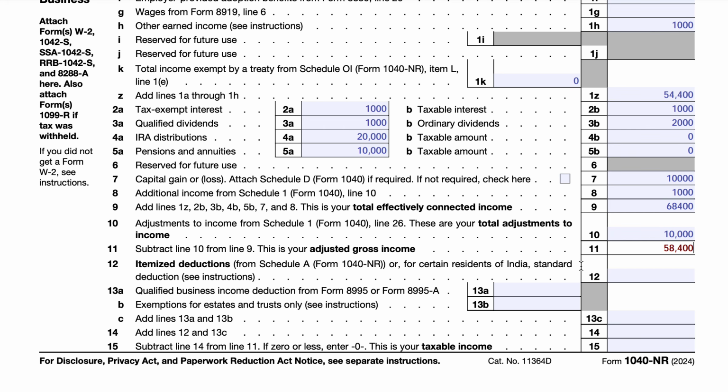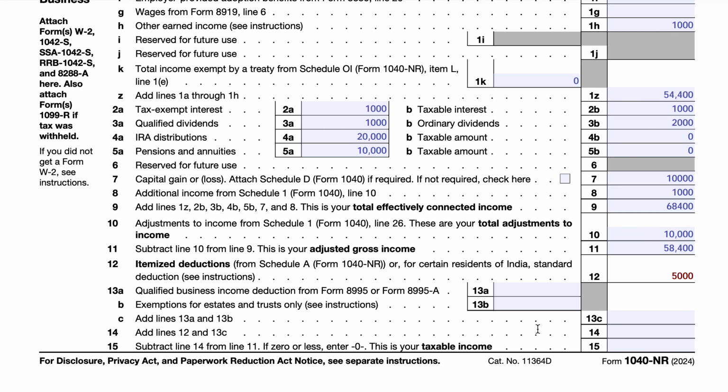So itemized deductions, which come from Schedule A of your Form 1040 NR, look a little bit different from Schedule A of a Form 1040, because there are fewer places to itemize your deductions. Certain standard or itemized deductions that would be allowable for U.S. residents would not be allowable here. So let's just say that that's $5,000.